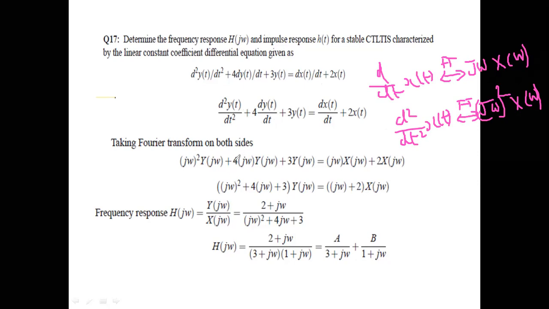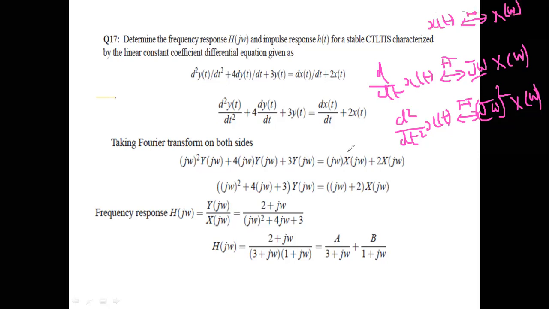And second term, see here the 4 into, it's the first derivative one. First derivative means j omega into Y of omega. Why is it Y of omega? The signal is y of t. And third term, you can see the 3 into Y of omega. See the x of t, the Fourier transformation. What is the x of t Fourier transformation? X of omega.